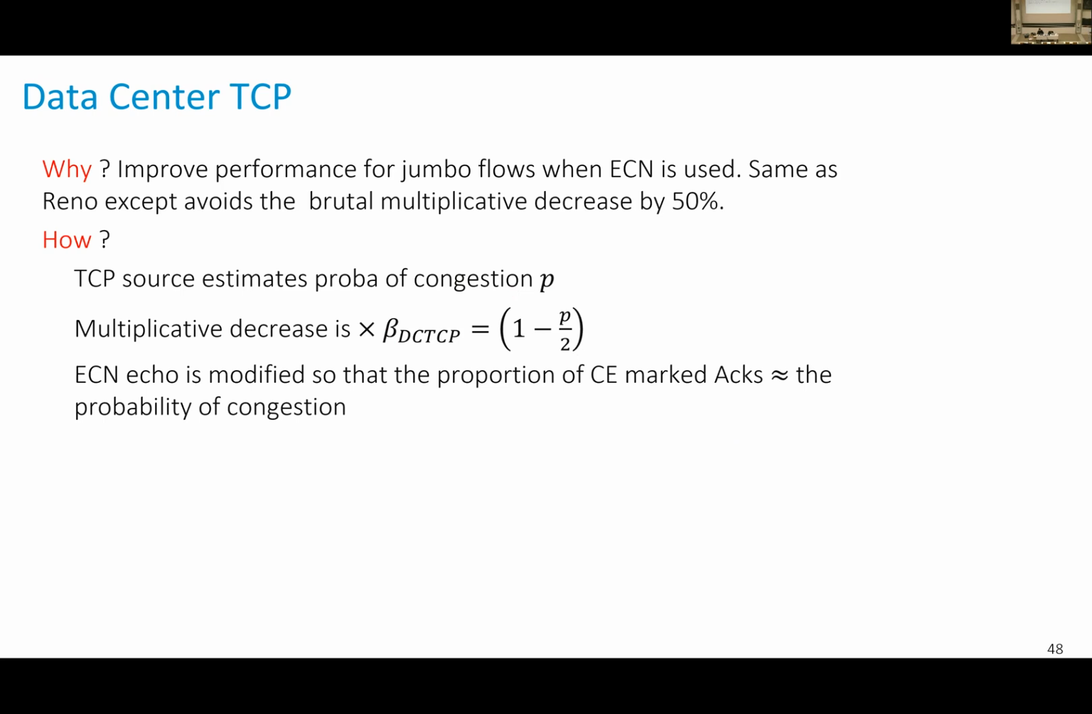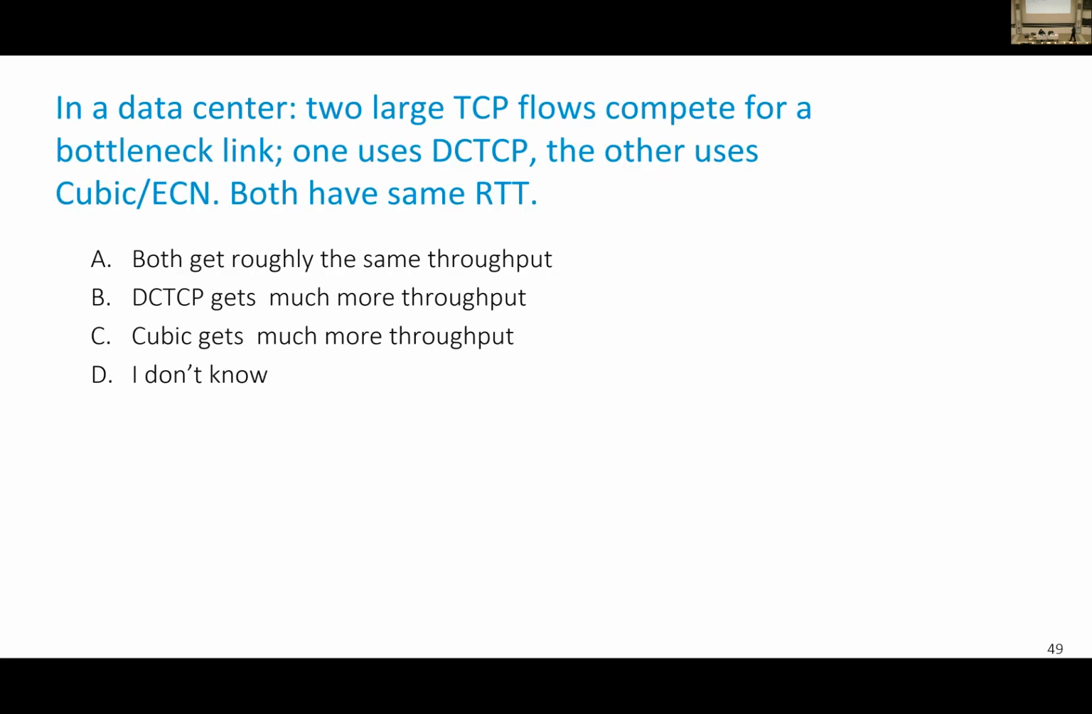If 1% of the packets are marked, now remember this is for huge flows, right? There are so many hundreds of thousands of packets in a second. So you can have reliable statistics on p. If you have 1% of the packets marked, you reduce, but by 0.5%. So a minuscule amount. And if we do this, of course, it will improve over the large decrease and will give more efficiency.